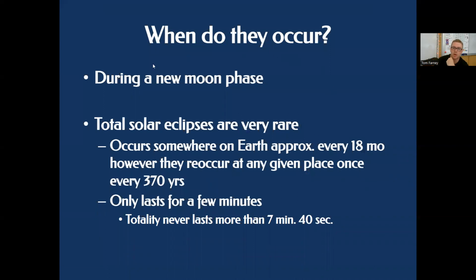When does this generally occur? They generally occur during the new phase of the moon, which makes sense because we're not going to see the moon, since the moon is going to be between us and the sun in a new moon phase. None of the sun's light is reflecting off the moon back to Earth.